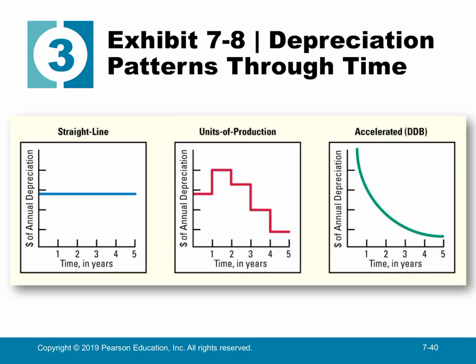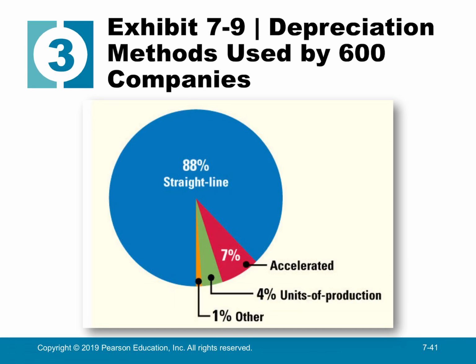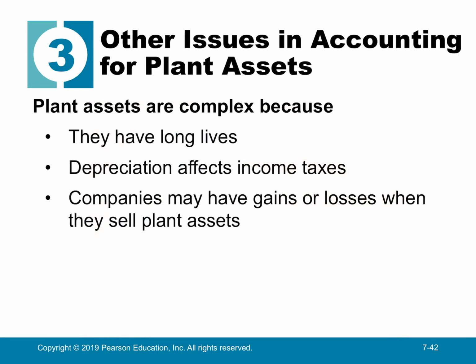Here's a graphic representation of the different methods: straight line, units of production, accelerated, and double declining balance. The nice thing is most large companies are going to use straight line, right? Some will use accelerated, some will use some other method, some will use units of production. But the vast majority will use straight line.